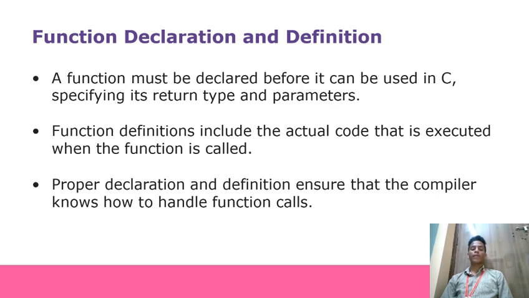Function declaration and definition. A function must be declared before it can be used in C, specifying its return type and parameters. Function definitions include the actual code that is executed when the function is called. Proper declaration and definition ensure that the compiler knows how to handle function calls.